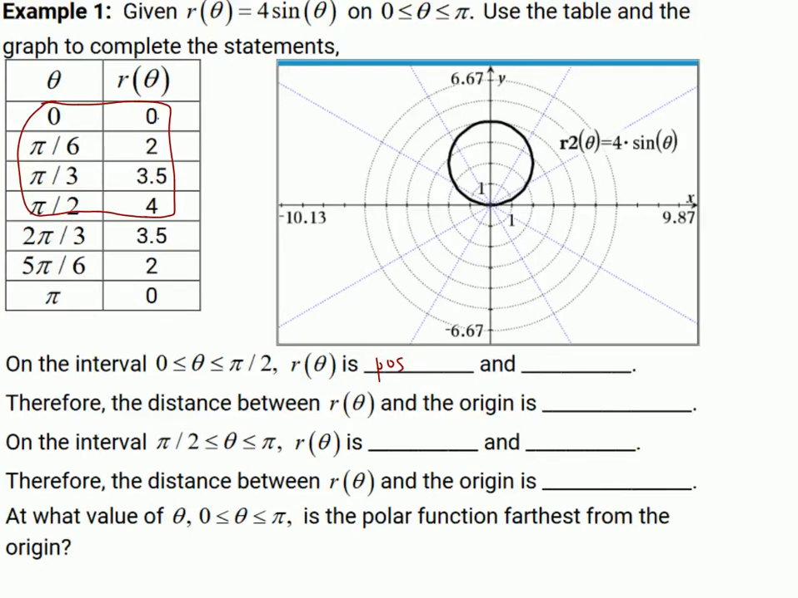And what's going on with those r values? Are they getting larger or are they getting smaller? I notice that they're getting larger from 0 to pi over 2, which means that those values are in fact increasing. So what does that tell me about the distance between r of theta and the origin? Well, this is positive and this is positive, so that indicates that the distance between r of theta and the origin is increasing.